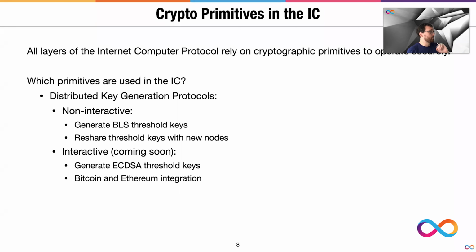Maybe one last thing to say about the distributed key generation protocol is that this cryptographic protocol under the hood is actually implementing quite a lot of advanced cryptographic primitives itself. For example, there's a secret sharing scheme, there are zero knowledge proofs, and there's a forward secure encryption scheme used there. This is quite an involved protocol.